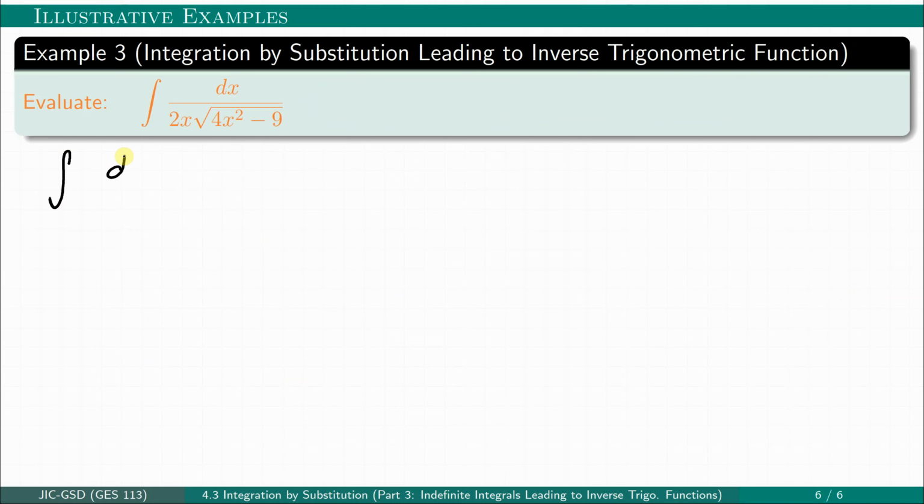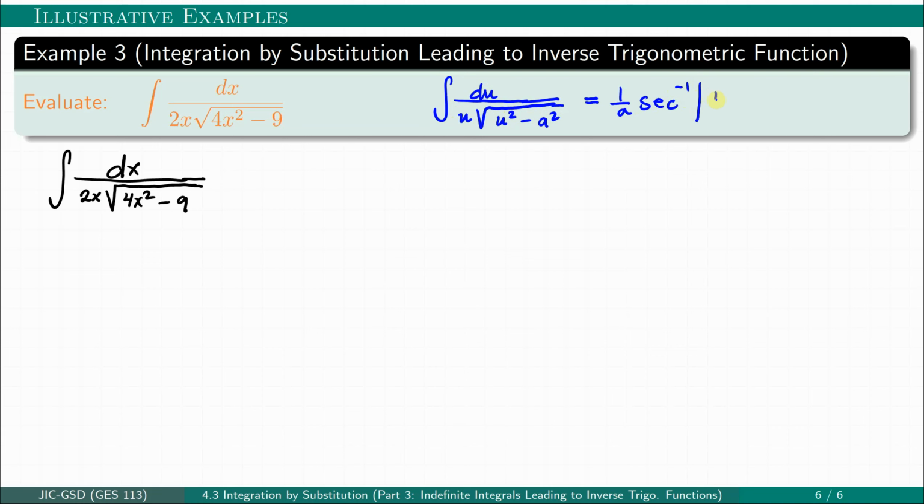Finally, we have the integral of dx divided by 2x multiplied by the square root of 4x squared minus 9. Take note here that we have x multiplied to the square root in the denominator. So this leads us to the formula: the integral of du divided by u multiplied by the square root of u squared minus a squared. Take note the u here comes first inside the square root. And this is equal to 1 over a multiplied by secant inverse of the absolute value of u divided by a plus c.